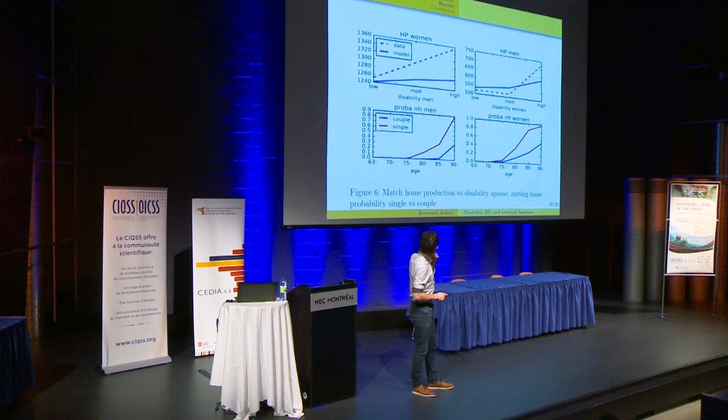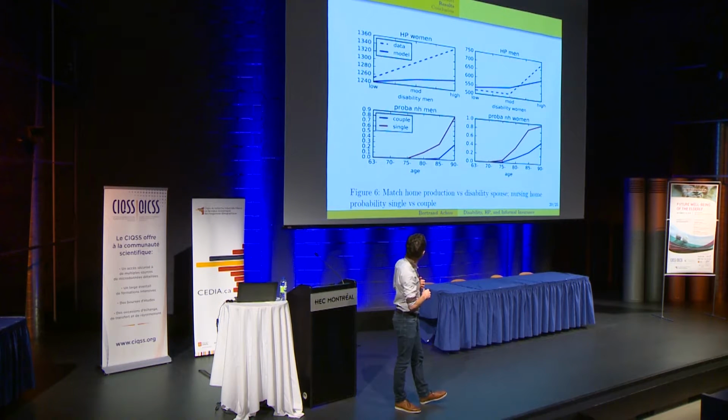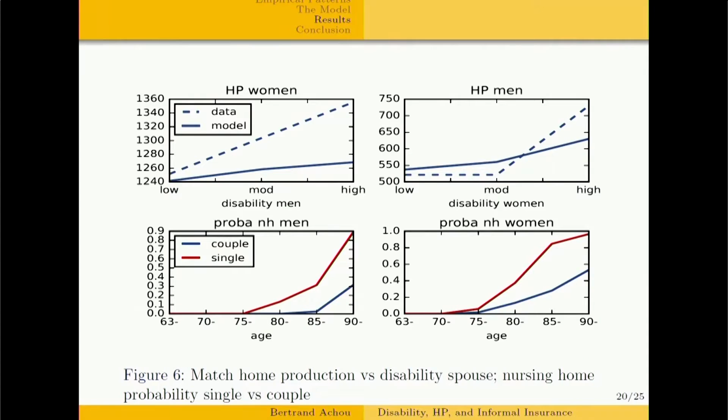Then here, on the upper panel, you've got hours of home production of women as a function of the disability of their husband. So you see the model still fails a bit to reproduce this increase that we saw before, which is that as your spouse gets sicker, you increase your hours of home production. So the model still doesn't generate enough of this increase. And you see the same picture for men. But you still have this increase.